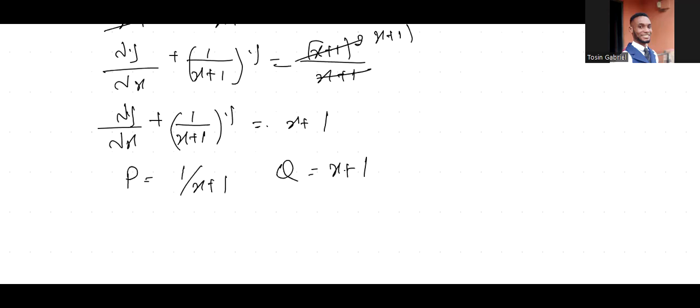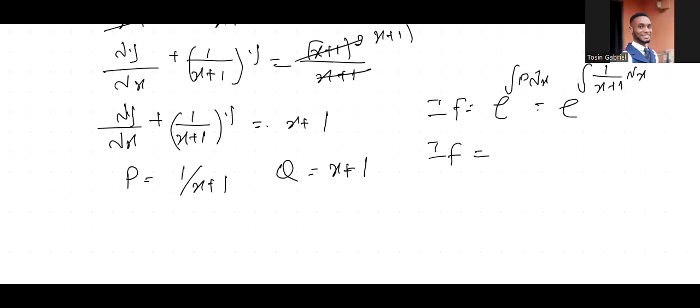Then the integrating factor, IF, will be equal to e raised to the power of the integral of P dx. And what is P? P is 1 over x plus 1 dx. Then the integrating factor will be equal to e raised to the power of, if you integrate this one, it is going to be ln of x plus 1. Once you have something like this, then the integrating factor is going to be x plus 1. All right, then we apply our formula.